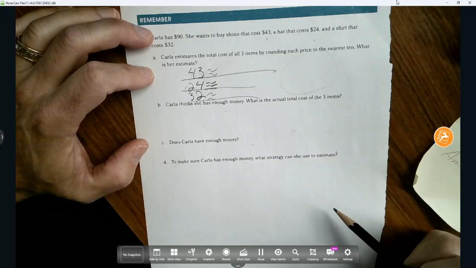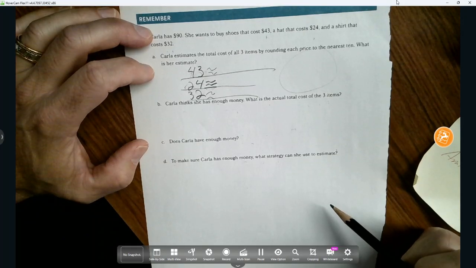We talked about this in class. Remember, it's always safer to round up to make sure you have enough money. We'd rather have extra money than not enough money, right? It's better to go home with a little money in our pockets than go home with nothing in our pockets.